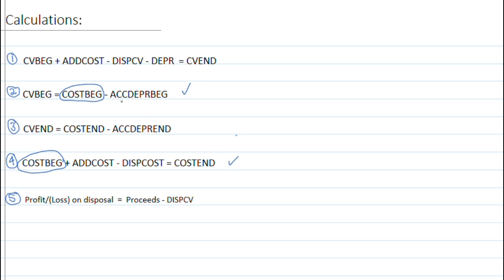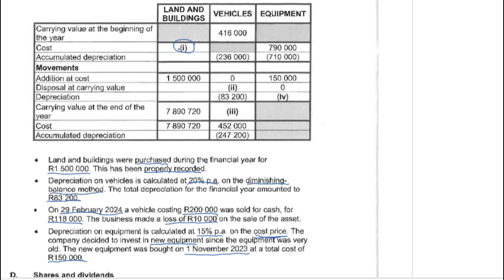Can we use equation number 2, which states carrying value at the beginning of the year equals cost at the beginning of the year minus accumulated depreciation at the beginning of the year? The answer is no. Why? Because if we look at our fixed asset note, we can see that we don't have any values for carrying value at the beginning of the year. We also don't have any value for accumulated depreciation at the beginning of the year. So we can't use equation number 2.